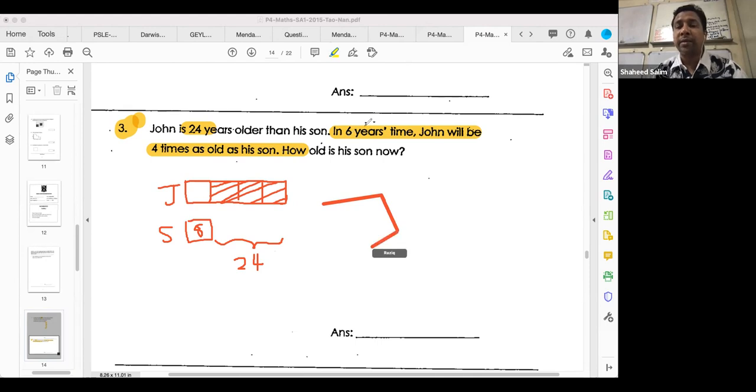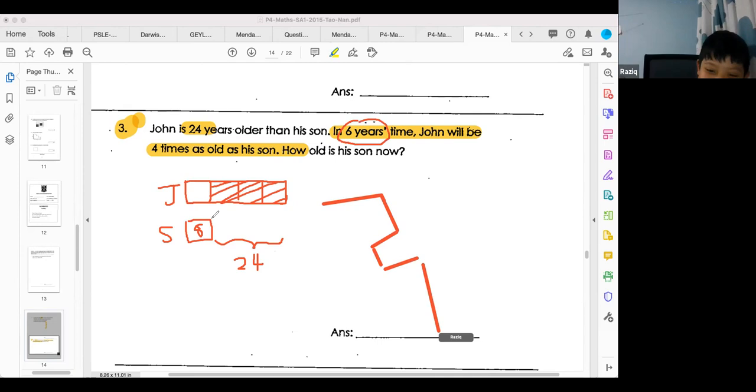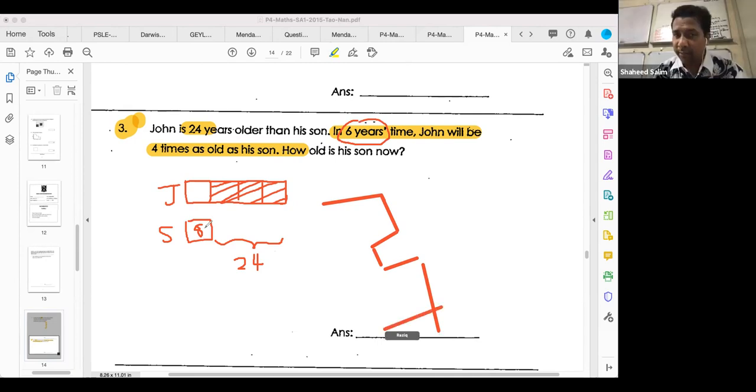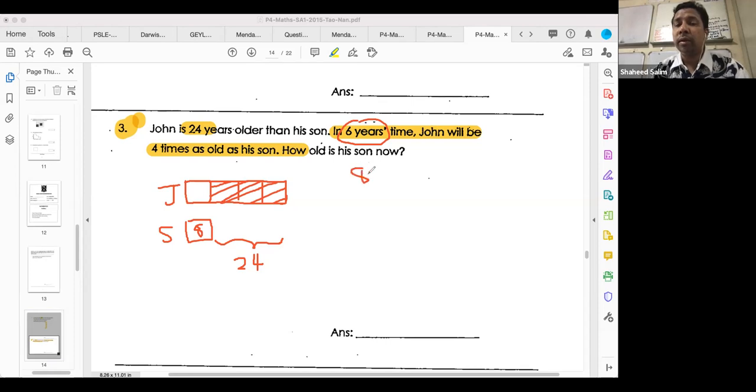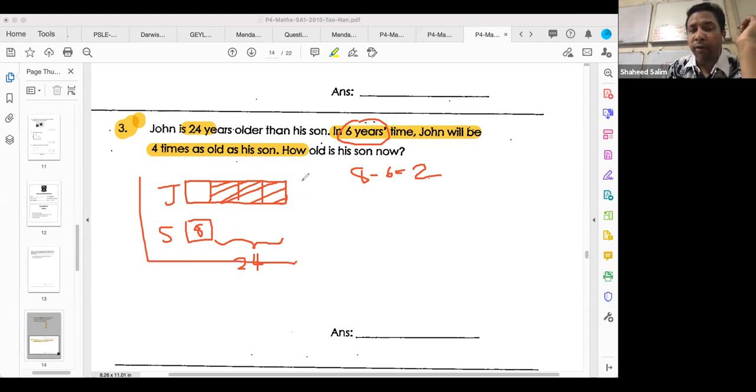So the son now, this is in 6 years' time. In 6 years' time, John will be 4 times as old as his son. So how old is the son now? The son is 2 years old. How do you get 2? 8 years minus 6 years. Now he's only 2 years old. Get it? This model is a model for 6 years' time.